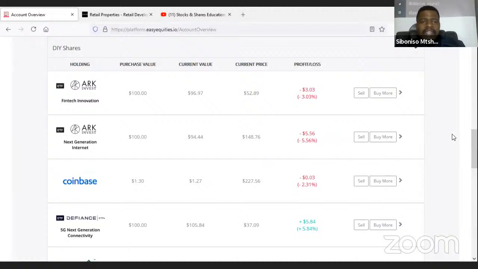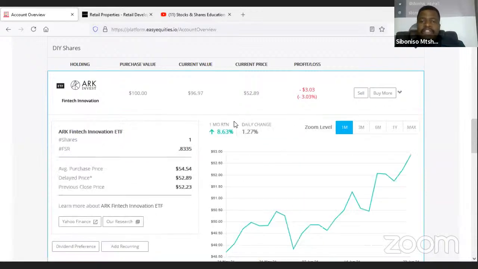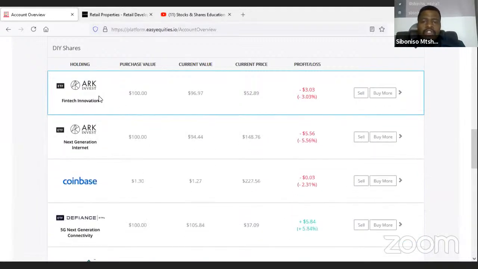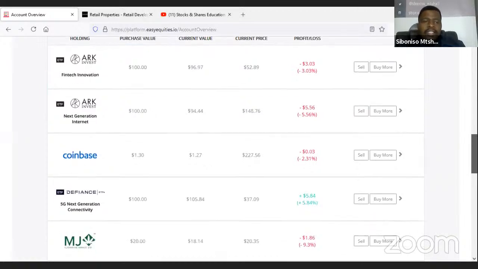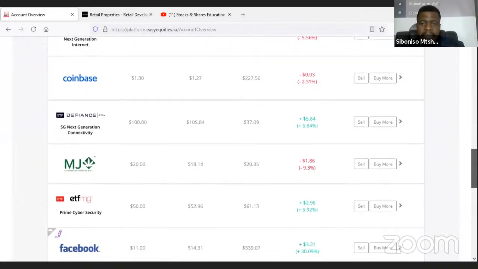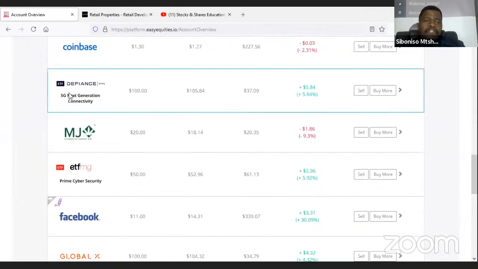So these are part of the companies I have, like ARK. These are ETFs as well. These are offshore ETFs, some of them currently down. The next generation internet. Coinbase is the listed crypto exchange. I'm yet to buy more of this. I just put in $1 so that I can see it is there. And then we've got the 5G next generation. Last year, the 5G story we were busy with last year.